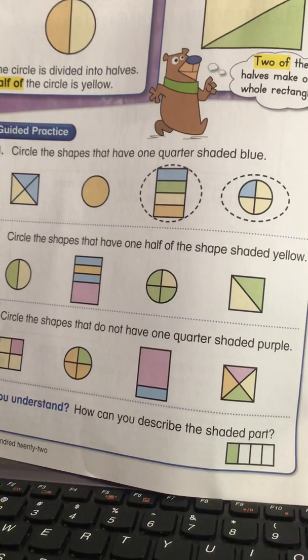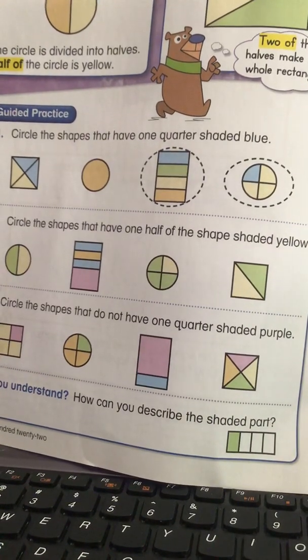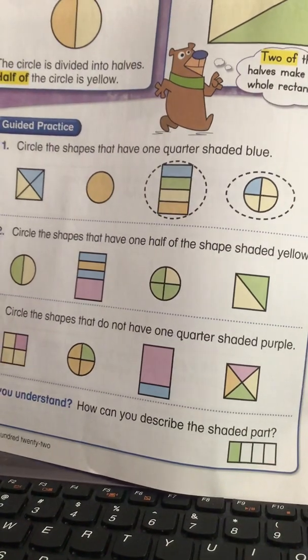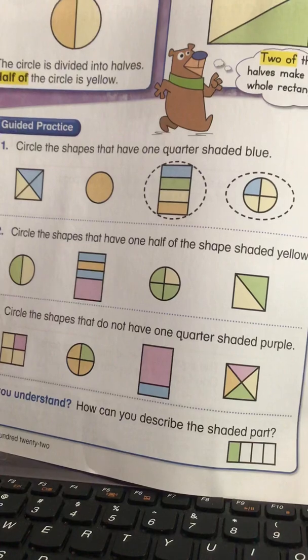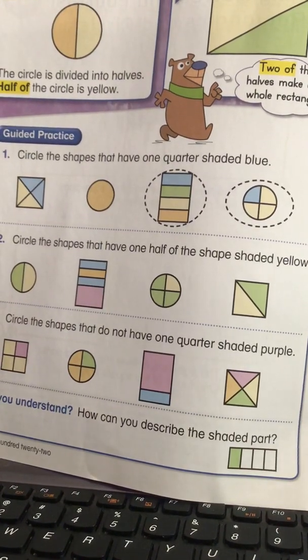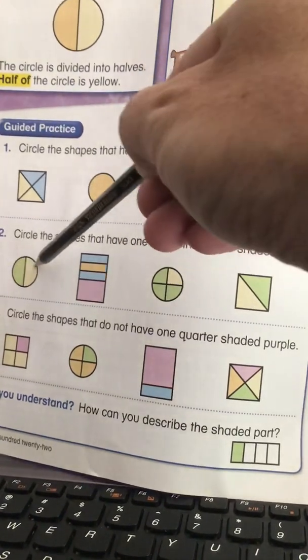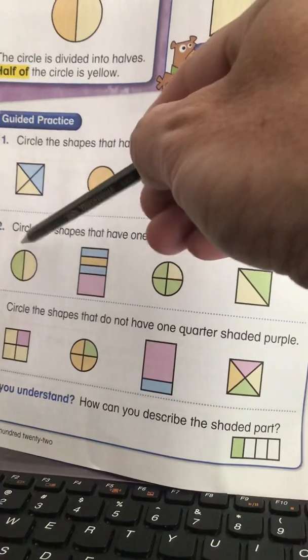Go down below to number 2. Circle the shapes that have 1/2 of the shape shaded yellow. So half means 2 equal parts. We want 1 part yellow. So here's 2 parts. 1 part is yellow. Circle it. 1/2 is yellow.